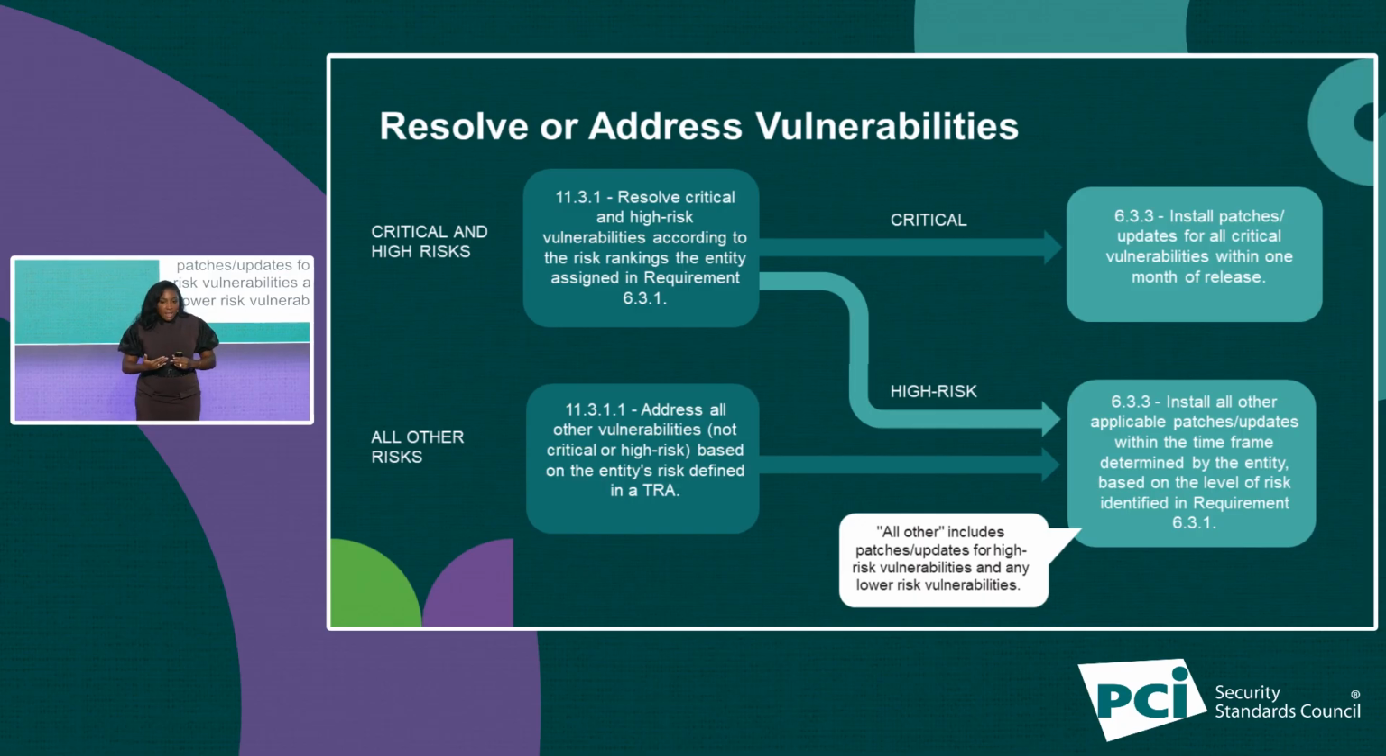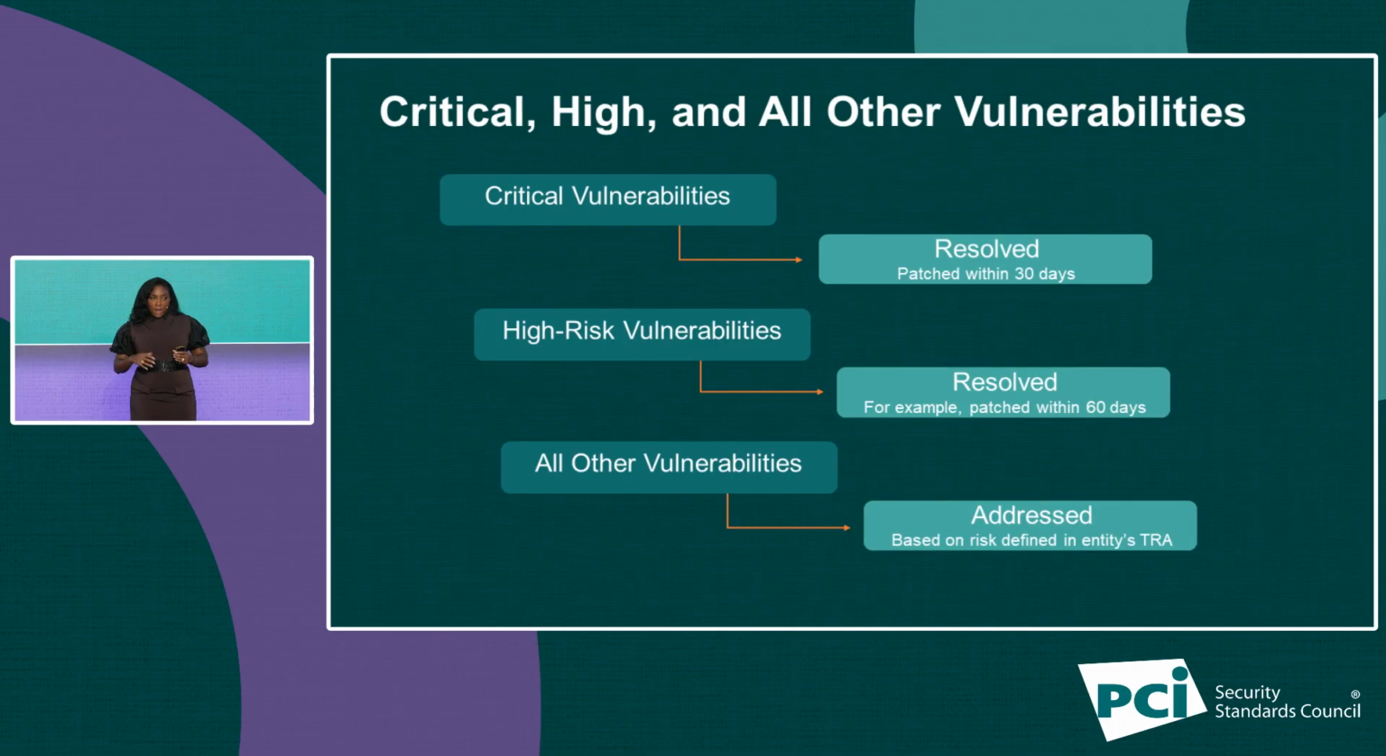The targeted risk analysis contains timeframes and risk-based decisions for how or if to resolve or address those other vulnerabilities. So to summarize here, critical vulnerabilities must be resolved via patch within 1 month. High-risk vulnerabilities must be resolved via patch within the time frame that you define, for example, 60 days, let's say. All other vulnerabilities that are not critical or high must be addressed via your targeted risk analysis. And we'll get to targeted risk analyses, or TRAs, a little bit later.